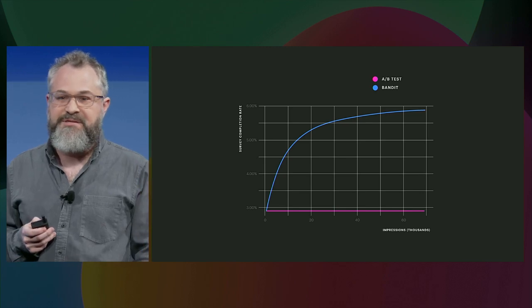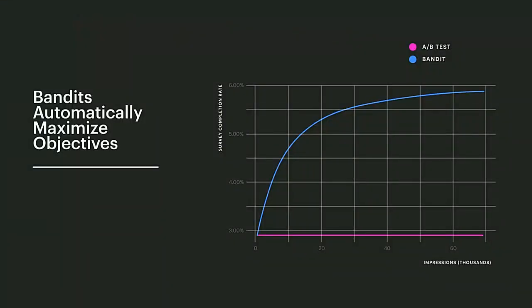One particular method for this is bandit optimization. It allocates individuals to variants with probability proportional to that variant being the best. In this figure, we see the conversion rate for an A/B test shown in pink and the bandit optimization algorithm shown in blue. We can see that the A/B test doesn't change over time because it's not learning, whereas the bandit quickly hones in on the best performing content. And so unlike an A/B test, the bandit algorithm is able to automatically maximize the experimenter's objective.